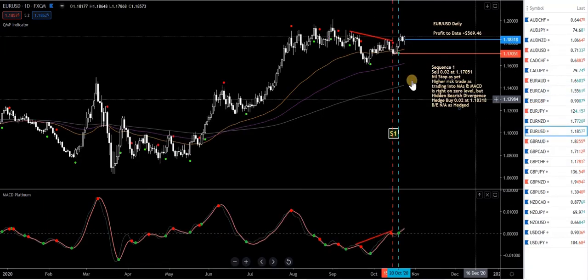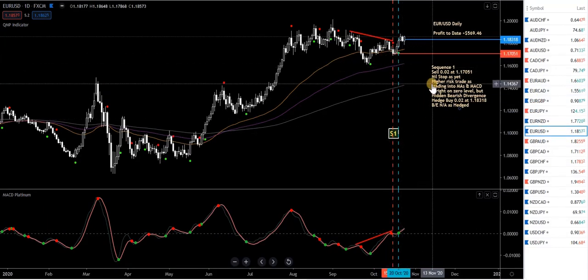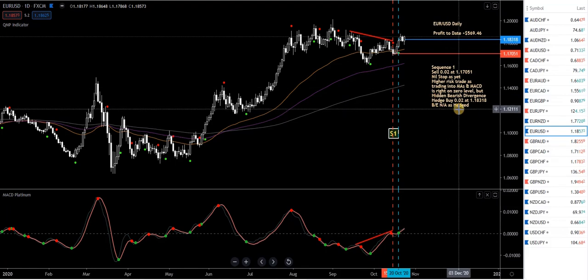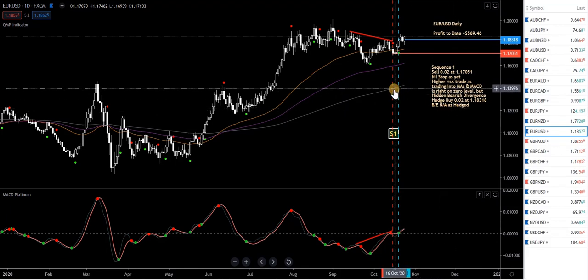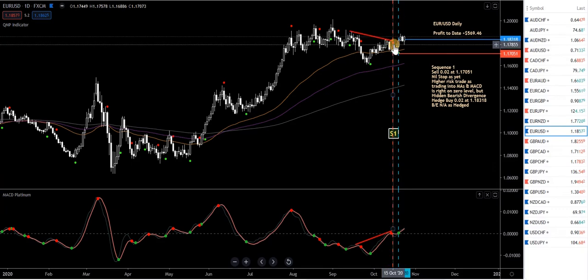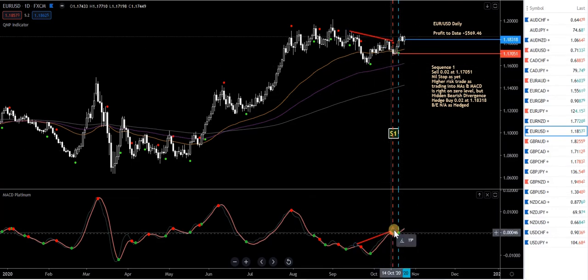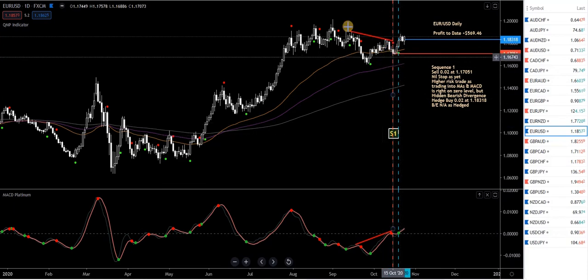Euro USD. This is one I'm currently in a hedge on, so you can see break even not applicable as hedged. I took a sell here. It was a high risk trade. You can see my notes there. The MACD platinum is right on the 0 level. We're into the MAs.